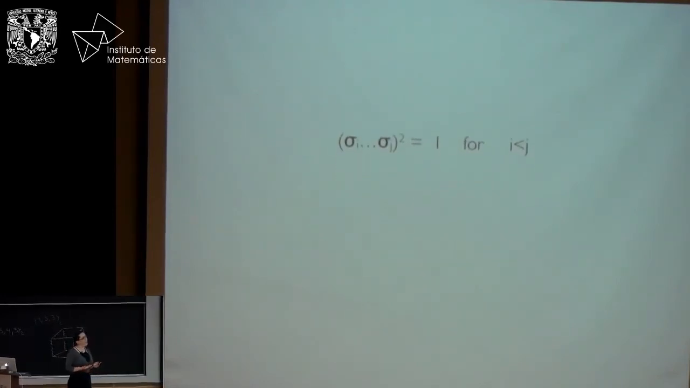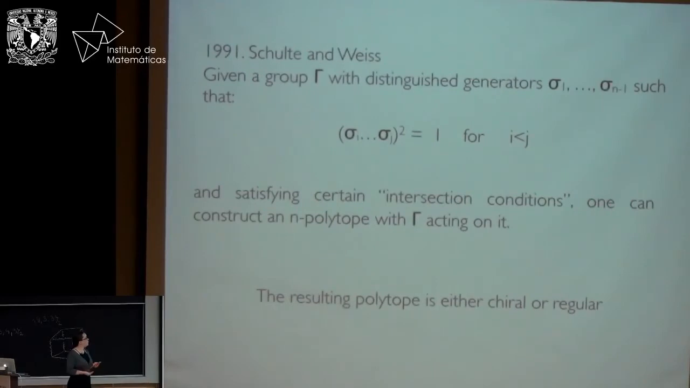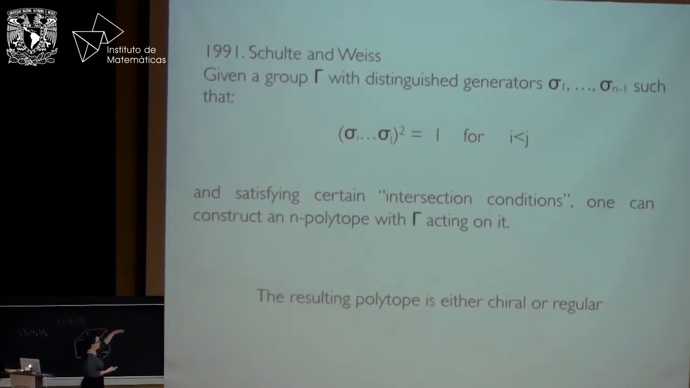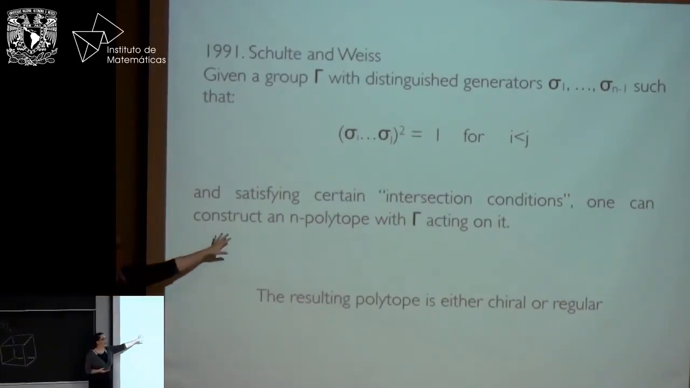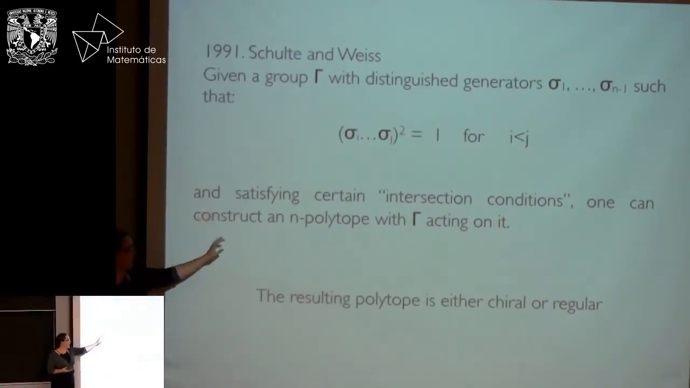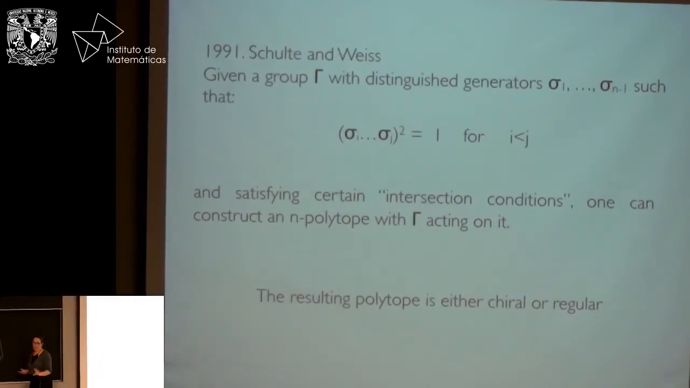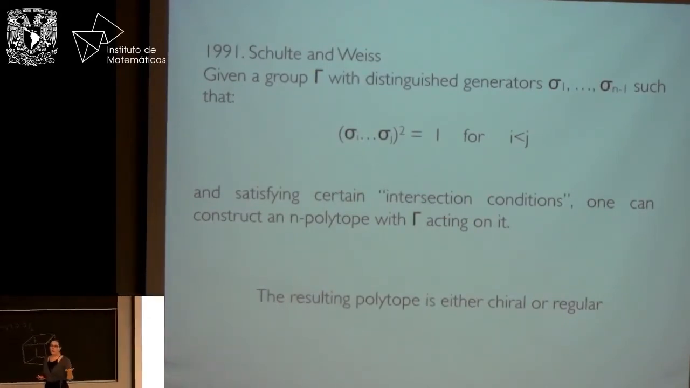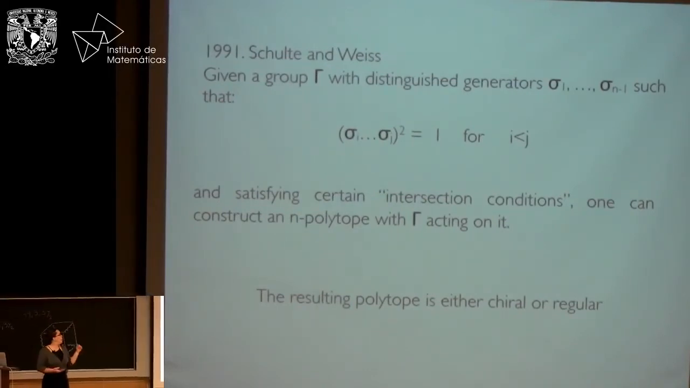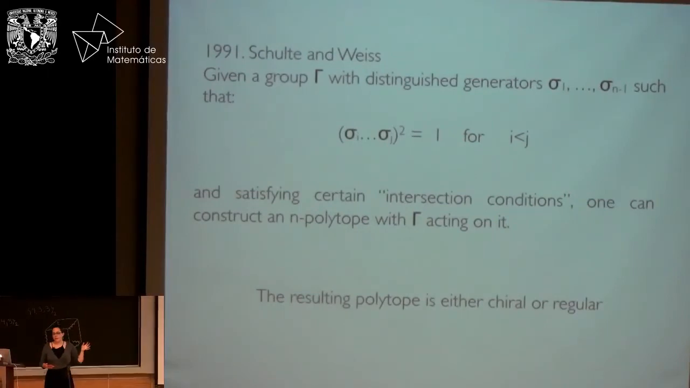What is nice here is that I can go back. So if I have a group generated by the sigmas, satisfying that when I multiply consecutive ones, I get involutions, plus certain intersection conditions, then I can construct an n-polytope acting on it. And the resulting polytope is going to be either chiral or regular. And the way you construct it is exactly the same way as before. We look at what the stabilizer of one face of each rank should be, and then we take cosets and non-empty intersection. So exactly the same as before. But now I can think of any rank that I want.